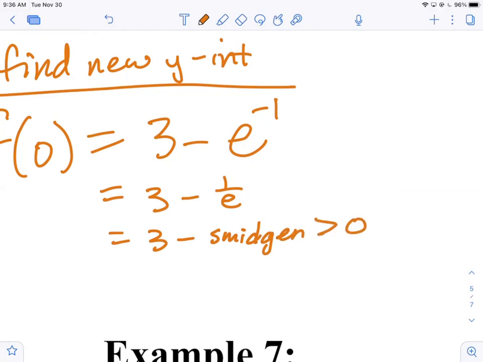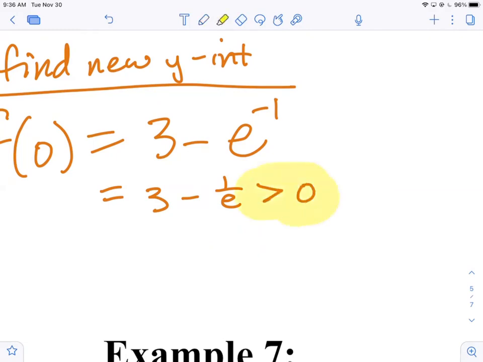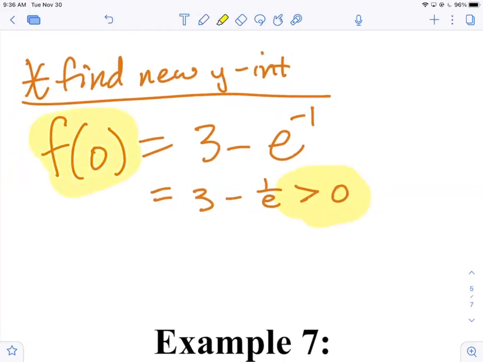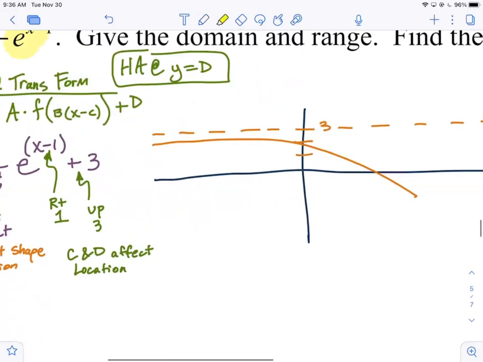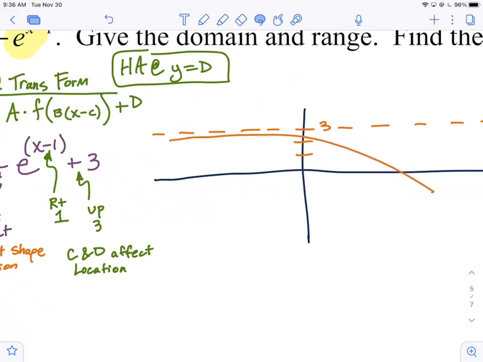That's all you need to write. In fact, you don't even need to write 3 minus a smidgen. Here's all you have to do. If you know 1 over e is less than 1, 3 minus something that's less than 1 is still greater than 0. That inequality right there speaks volumes, because look what you just told me. You just told me f of 0 is greater than 0. Now, I don't know exactly what it is, but I do know it's like 2 point something.